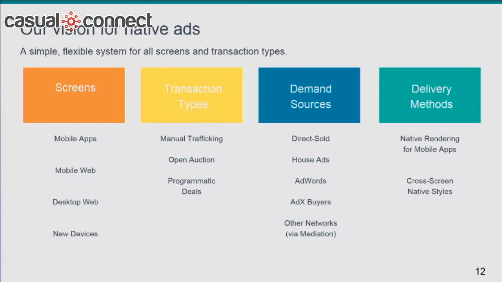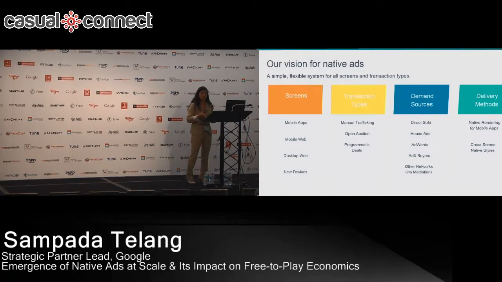We want to make sure that independent of whether you're manually trafficking these creatives or you're utilizing programmatic channels, we have the availability in the technology to match all of your needs. The third is demand sources. There is the entire spectrum from direct sold, where you are going directly to brands, or house ads, or Google demand in our case, or even demand from a lot of other sources in the industry. And we want to make sure that we can work with a myriad of these demand sources and can produce as much liquidity as possible in the system.